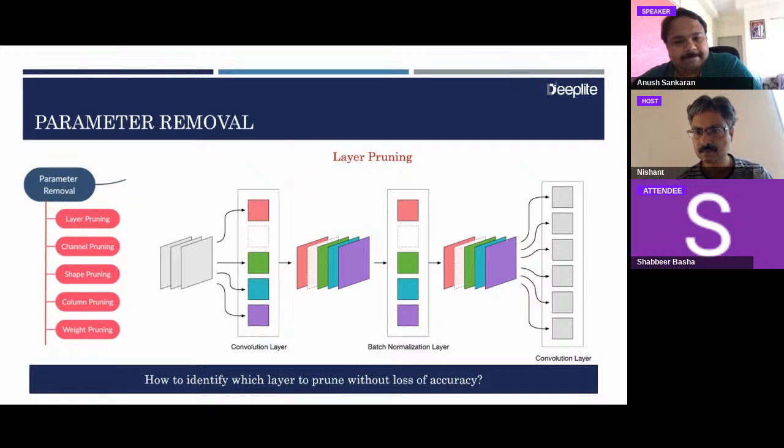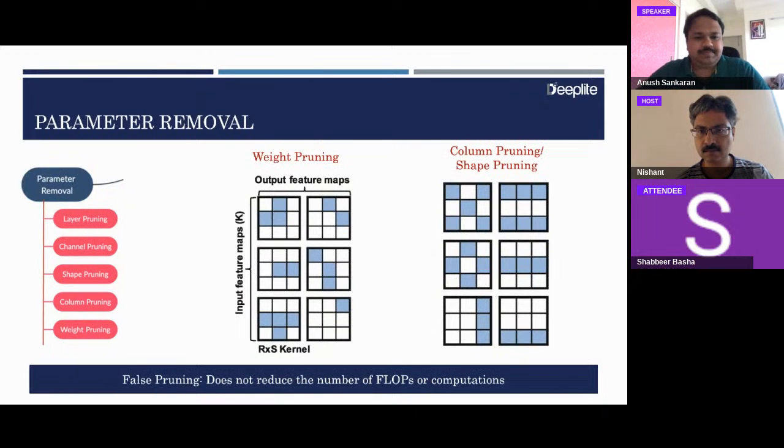Anush, one last question from my side. Can you please go to the previous slide? Yeah, here, if you can see these blue points. I have gone through the papers where this parameter pruning happens in the fully connected layers, that is, dense layers. But as far as convolution layers are concerned, if you make some of the weights zero here, then the corresponding pixel value doesn't get taken into account.